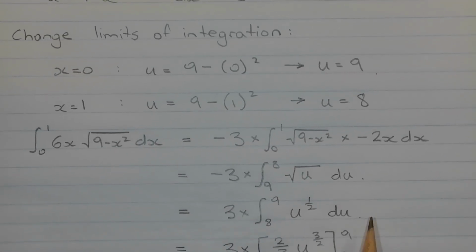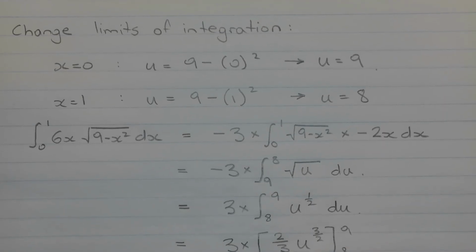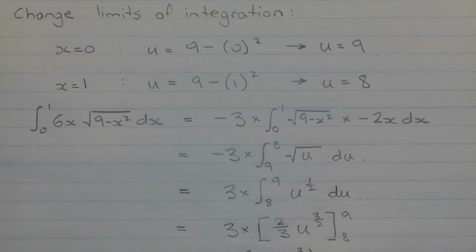And we get this integral here. It becomes 3 times the integral of u to the power of 1/2, so I've converted the surd into index form as well, du from u equals 8 to u equals 9. And that's a very important strategy to note, that if you want to reverse the limits of integration, we multiply the integral by negative 1.